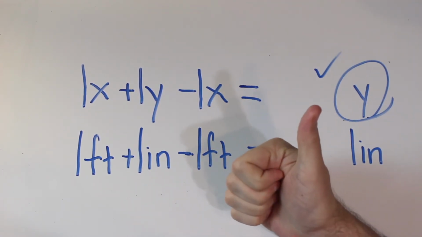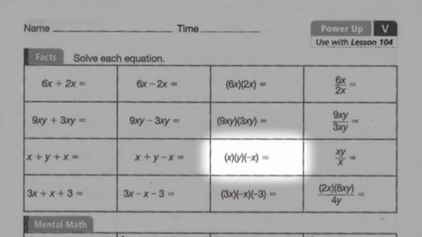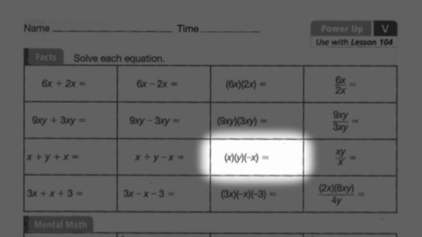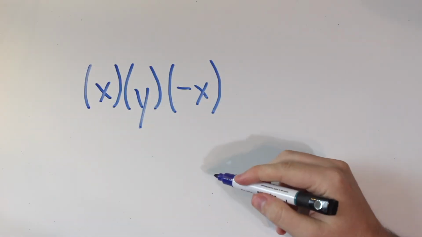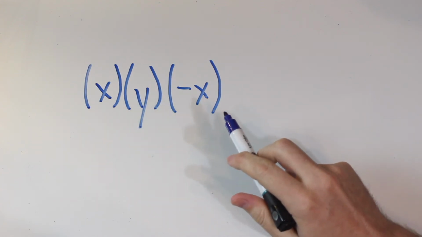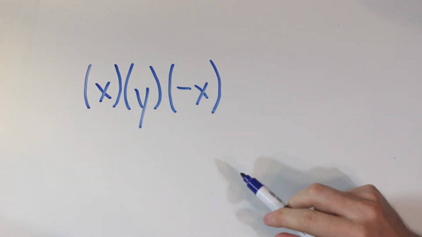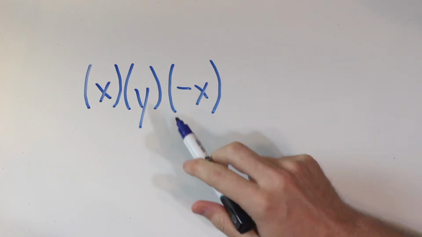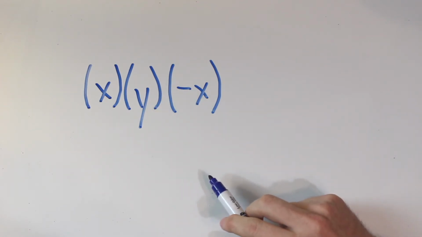Now, on to multiplication again. X times y times negative x. Remember a previous lesson where we learned about multiplying negatives. When multiplying a bunch of numbers or variables together that include negatives, first do the multiplying and worry about figuring out whether the product is positive or negative at the end.